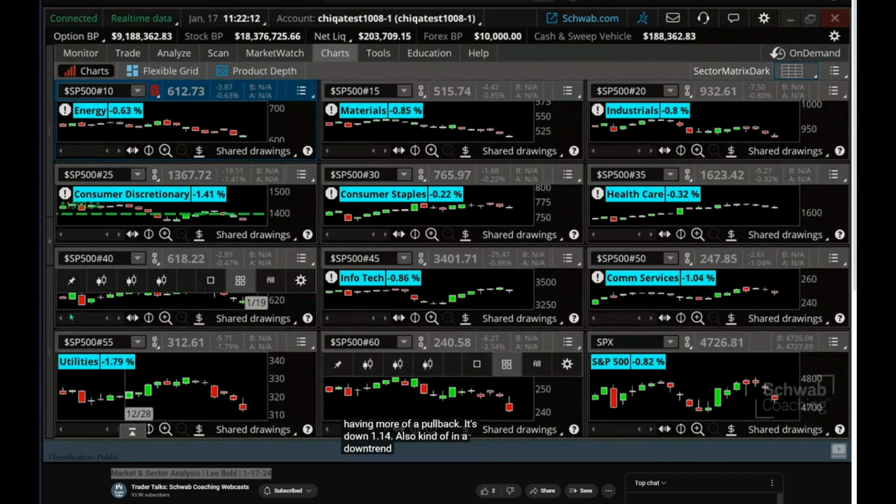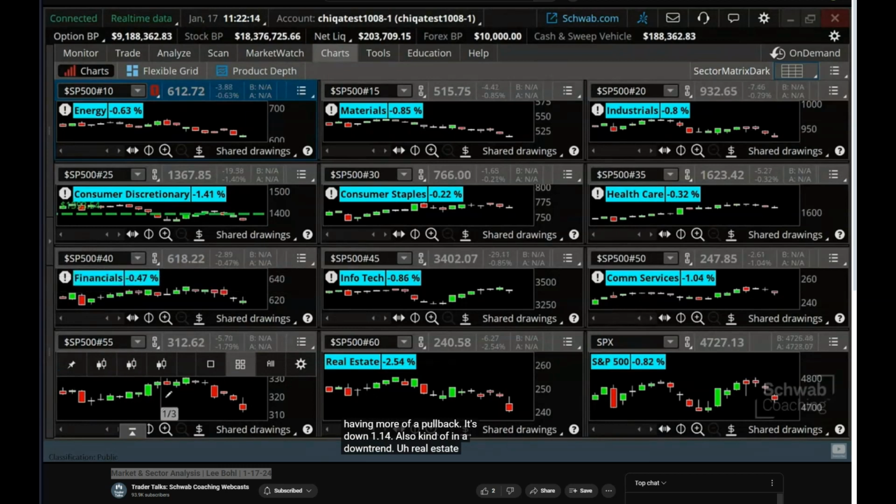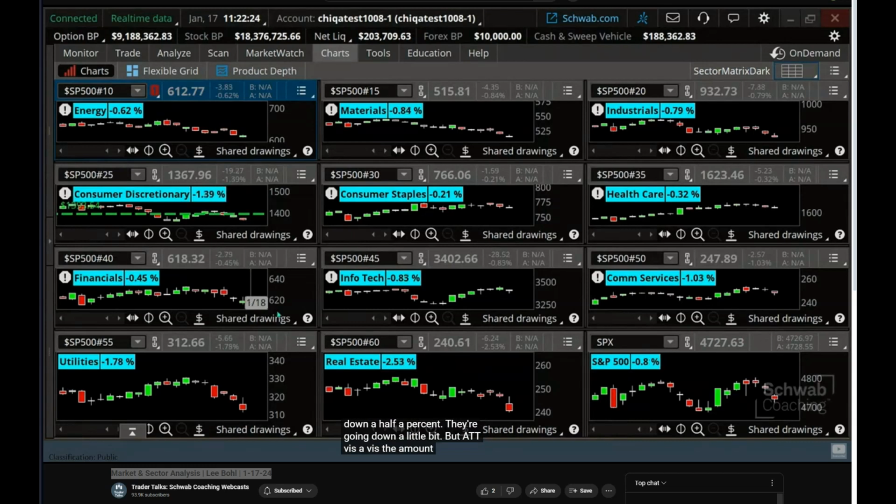Real estate here, these financials are only down 0.5%. They're going down a little bit, but vis-a-vis the amount they pulled back, it's a little bit stronger than some of the other ones. Consumer staples, we're seeing some rotation into consumer staples.